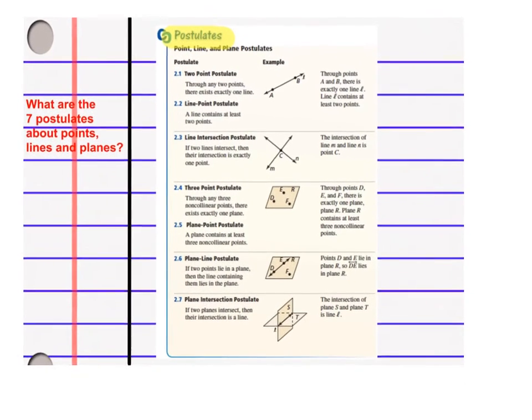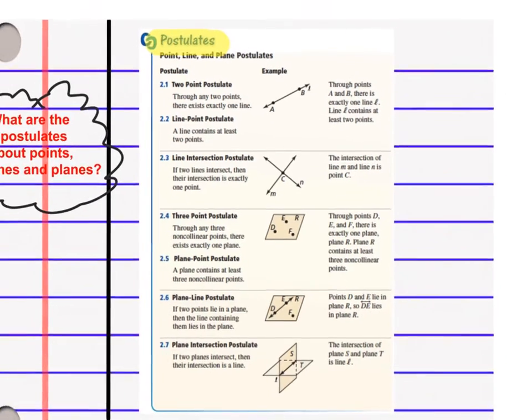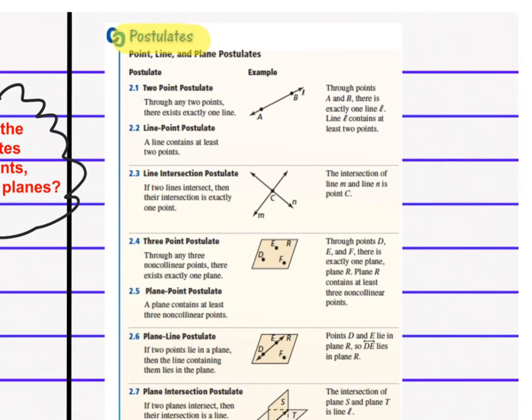All right, and then here are the postulates. If you have a printer and you want to print these out, I did put this in Canvas. If you want to do Notability for today, something like that, or if you want to write them down because that's better for remembering, it's up to you. So what are the 7 postulates about points, lines, and planes is our question. And then here are our 7 postulates. I'll briefly read them, okay?